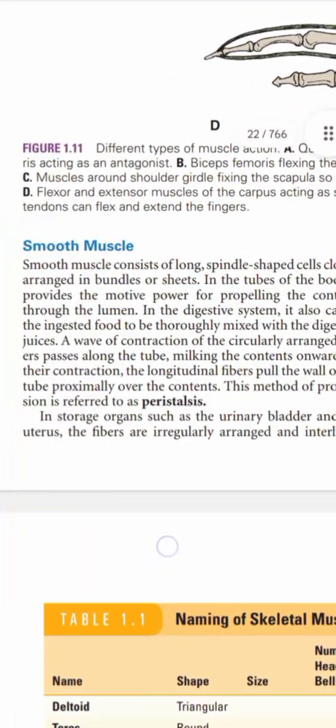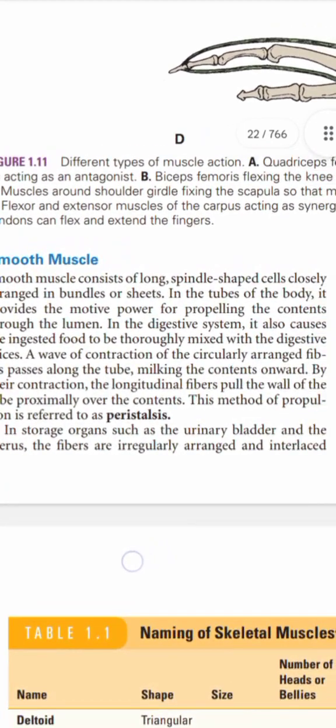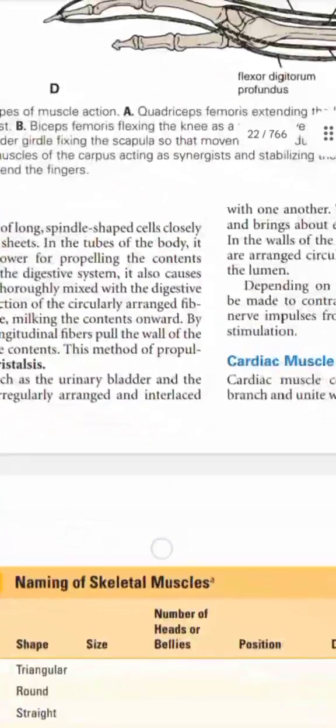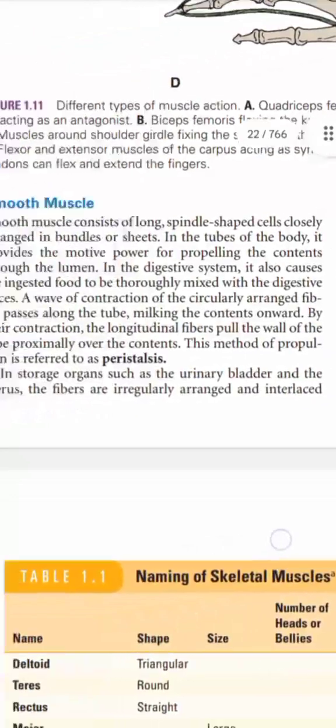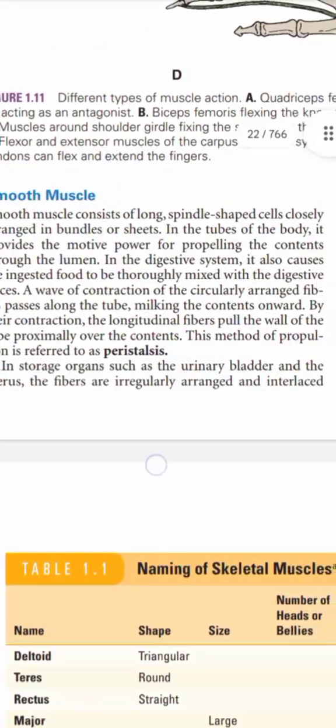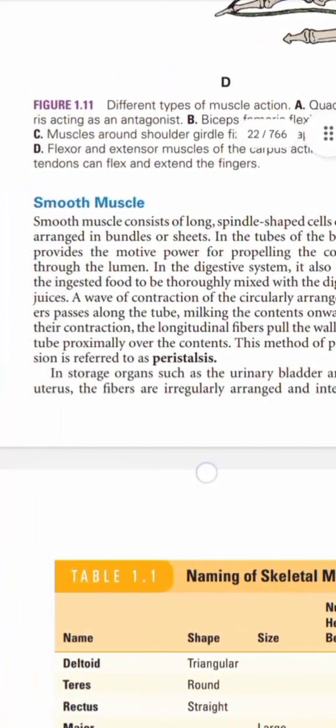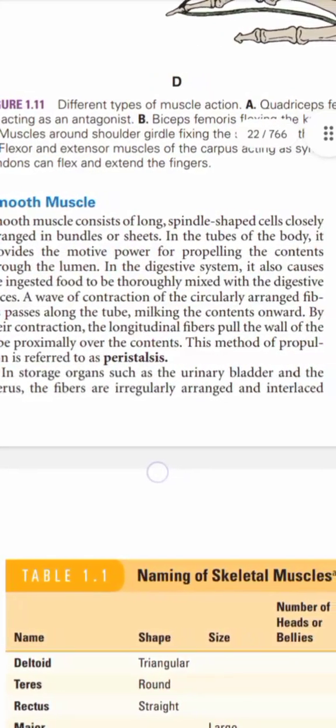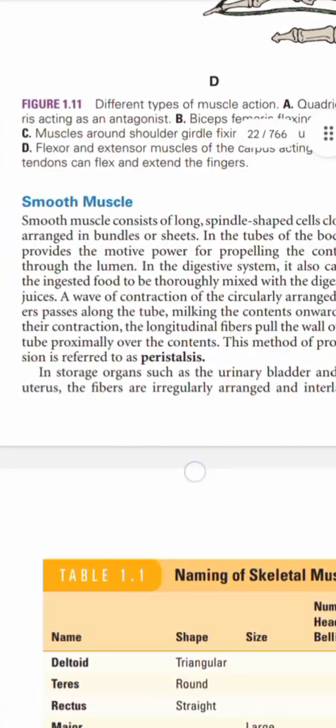Smooth muscle. Smooth muscle consists of long spindle-shaped cells closely arranged in bundles or sheets. In the tubes of the body, it provides the motive power for propelling the contents through the lumen.